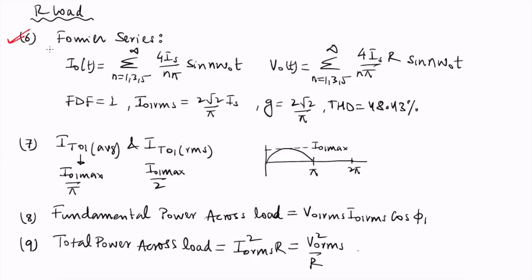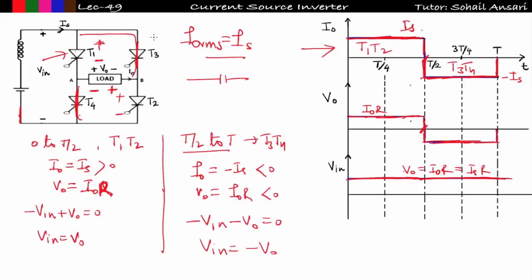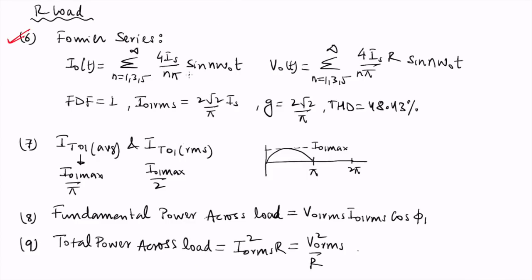Got it? Sixth point is Fourier series. So we can write the Fourier series expression of this output current I naught. This is the square wave, and it is similar to the single phase full bridge inverter having peak value Is. So I can write the Fourier series expression, that is equal to summation of n equal to 1, 3, 5 to infinite 4 Is upon n pi sine n omega naught t, and V naught of t is nothing but I naught of t into R. So multiply this by R, you will get the V naught of t, something like this.